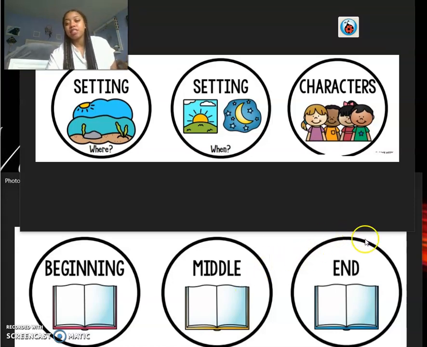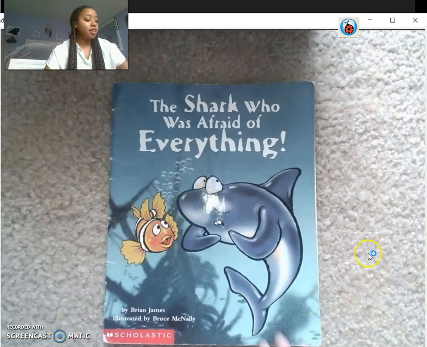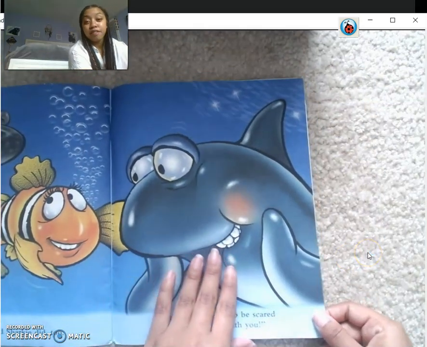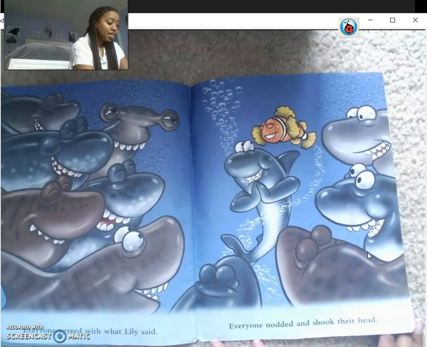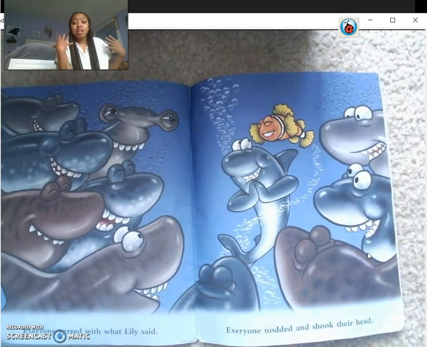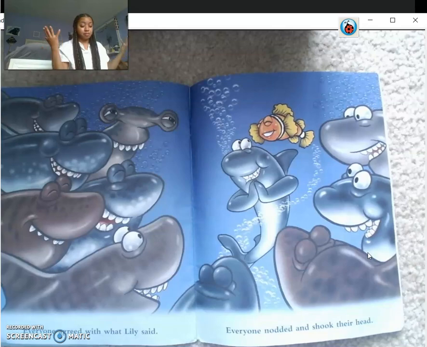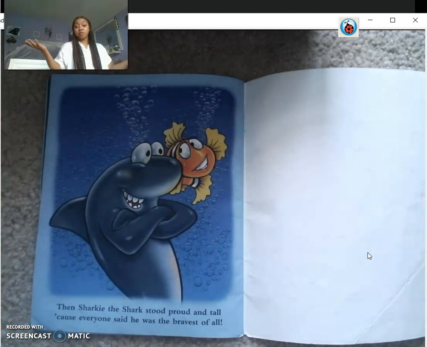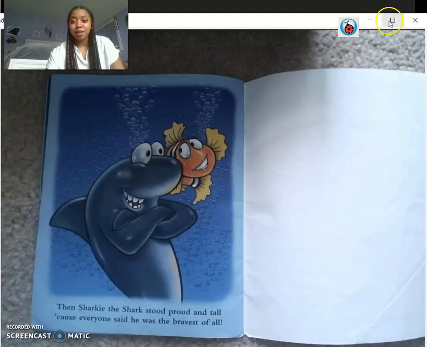So now we need to touch our end retelling stick. Think about what happened at the end of the story. Yeah, that's right. I remember at the end of the story, Sharky and Lily found their way back home, and Lily told everyone, you don't have to be afraid when you're with Sharky, because he wasn't scared anymore. And everyone agreed, and then Sharky was brave, and he stood tall. So that's what happened at the end of our story.